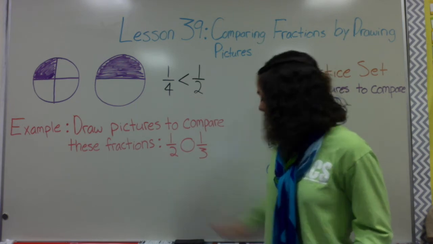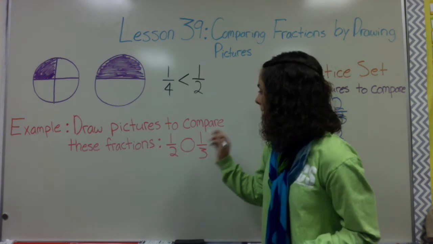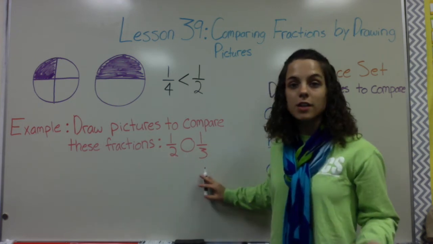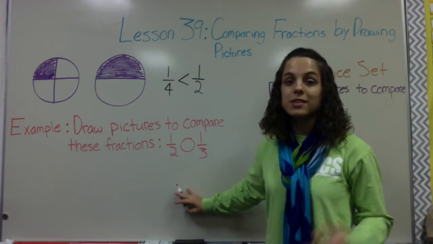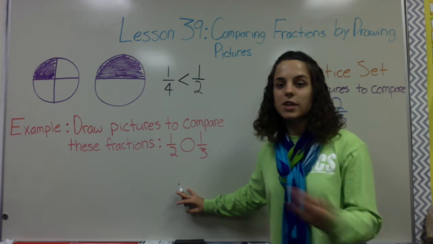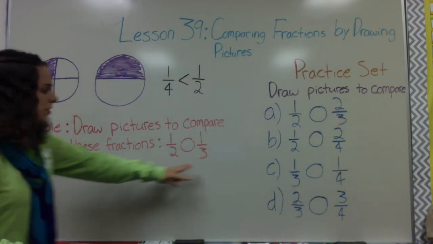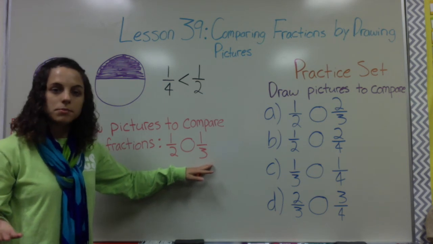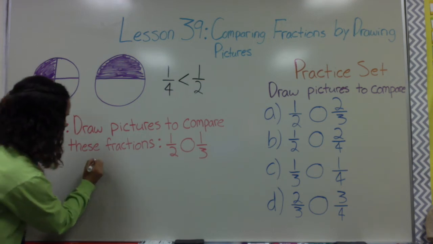So the one example that we have in this lesson, lesson 39, is: draw pictures to compare these fractions, 1/2 and 1/3. Many of you already know off the top of your head which one is greater. But we're going to draw pictures because there is a correct way to draw it and there's also an incorrect way to draw it. So how I'm going to draw these: usually when you have 1/3, circles are kind of easy for some people, but sometimes it's a little bit more complicated. So we're going to do rectangles in this case.